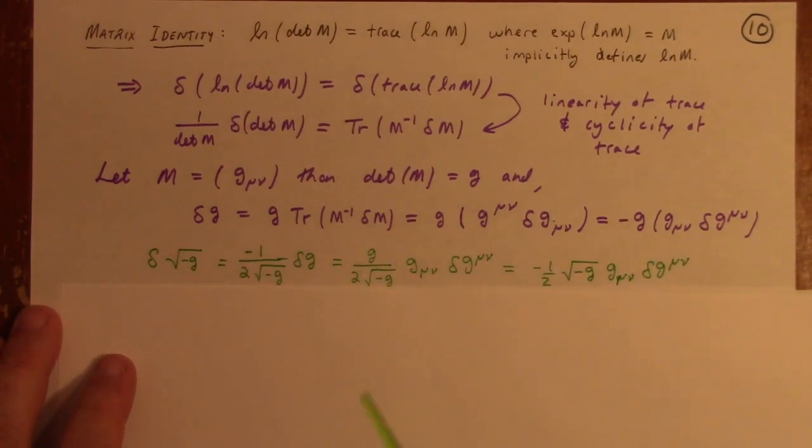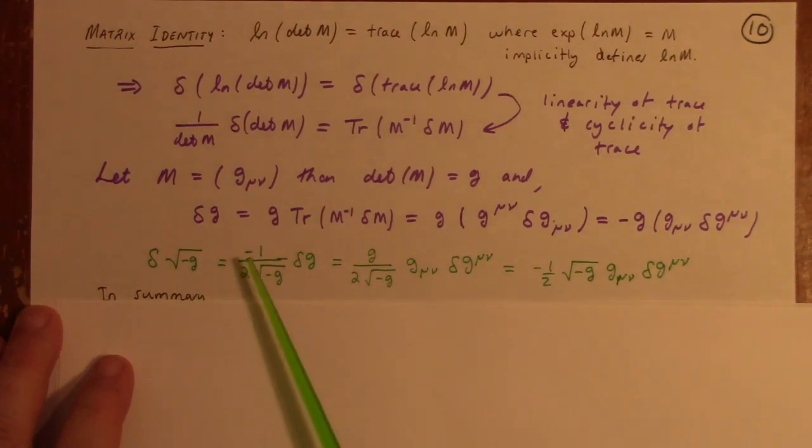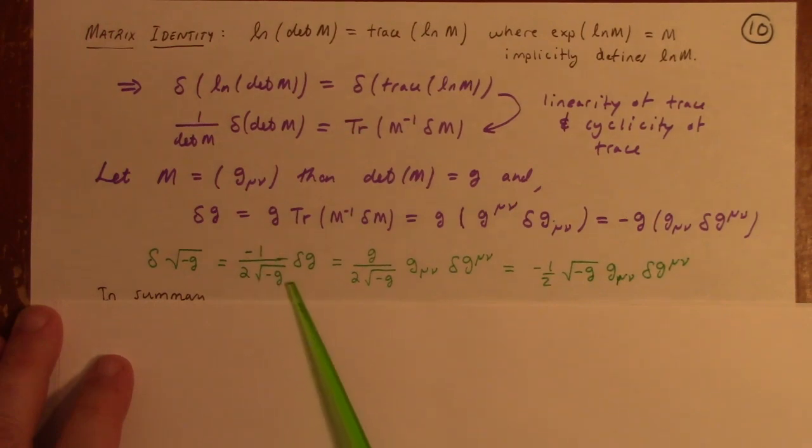And so that gives us this. And therefore, if we calculate the variation of the square root of minus g by the chain rule, we get minus 1 over 2 square root of minus g times the variation of g. But remember, the variation of g was just calculated up here to be this. And so when you've got something over the square root, you just get the square root, and you get a half out there, still there, like so.